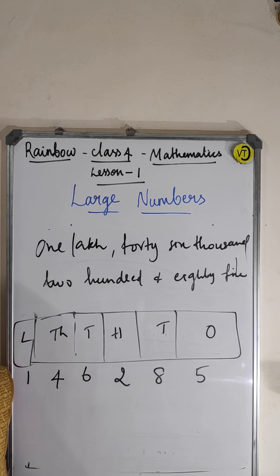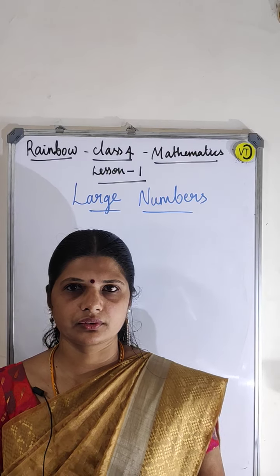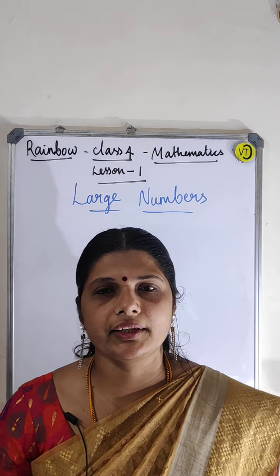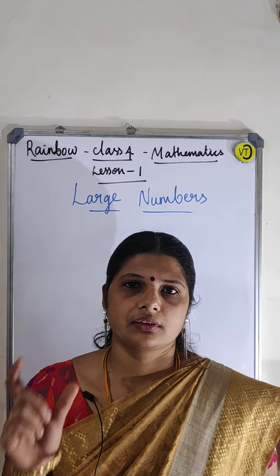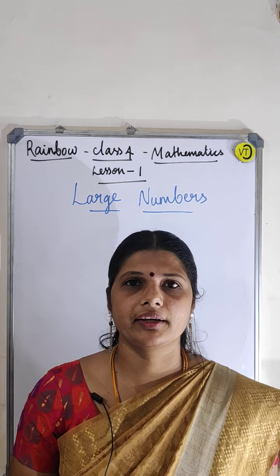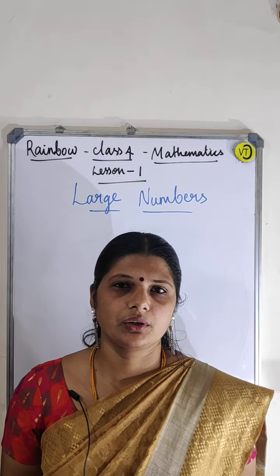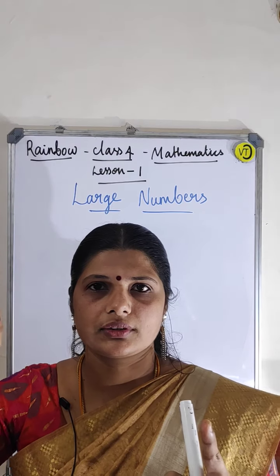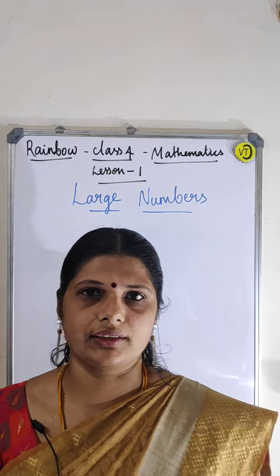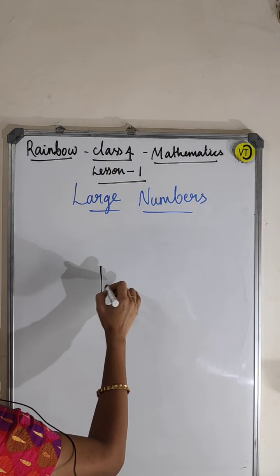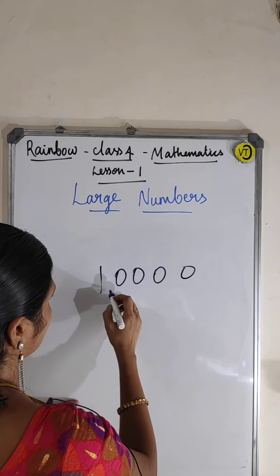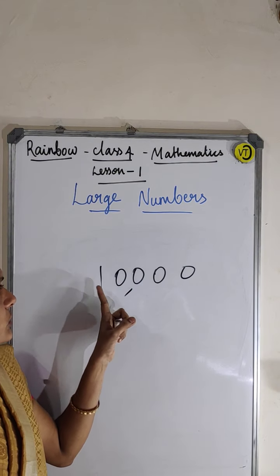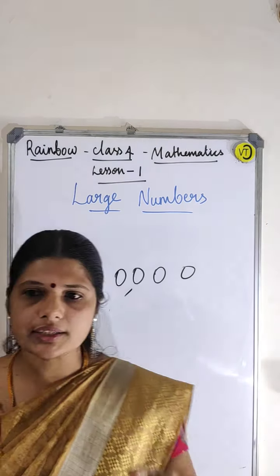Next thing, now listen guys. After that, what is the smallest 5-digit number and what is the largest 5-digit number? The smallest 5-digit number is what? 1 0 0 0 0 0, right? This is 1 lakh. Sorry, it will not be 1 lakh. This is 10,000, I'm sorry. So 1 0 0 0 0 is the smallest 5-digit number.